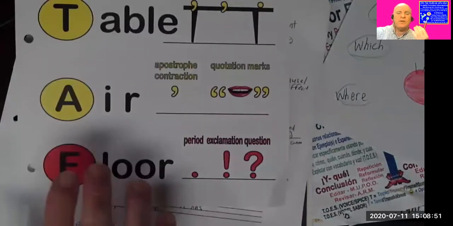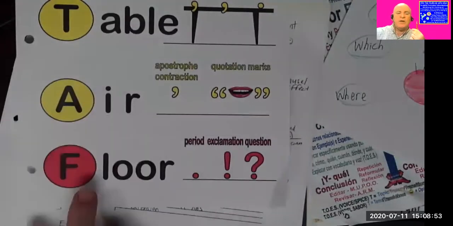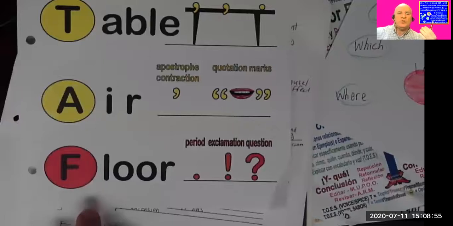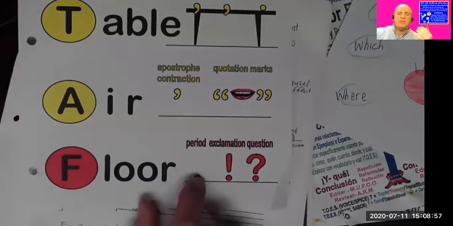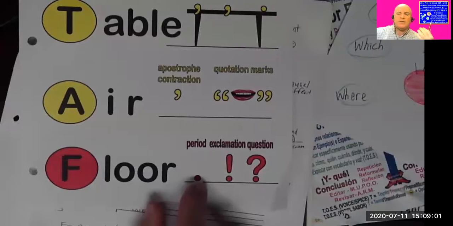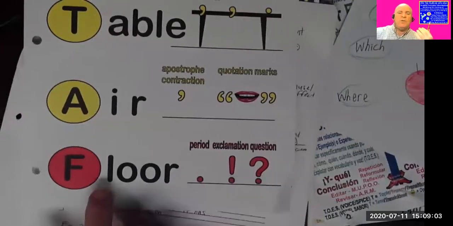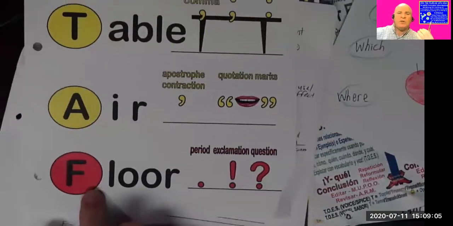Yellow for slowing down the sentence. Red for stopping. What do you do when you get to a stop sign? You stop. A stop sign for writing is called a period, an exclamation, or a question mark. And we would bounce our real or imaginary ball on the floor.